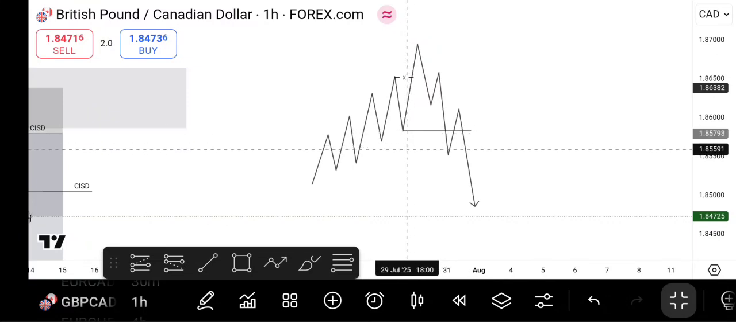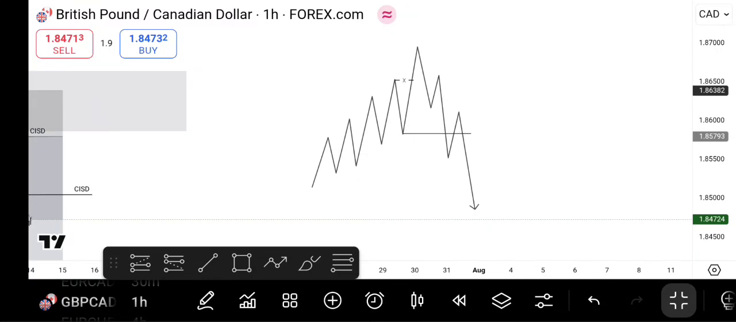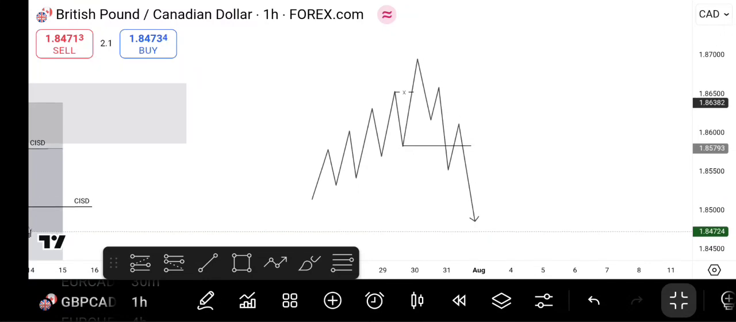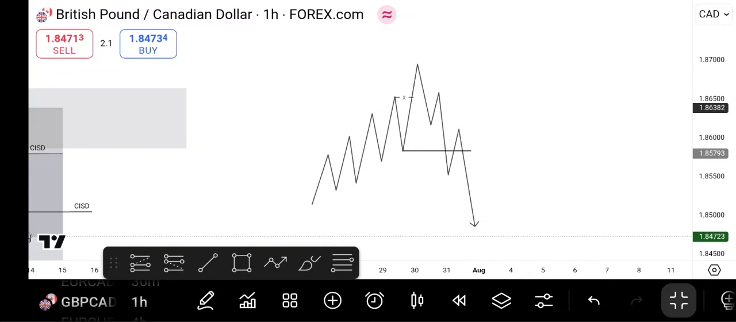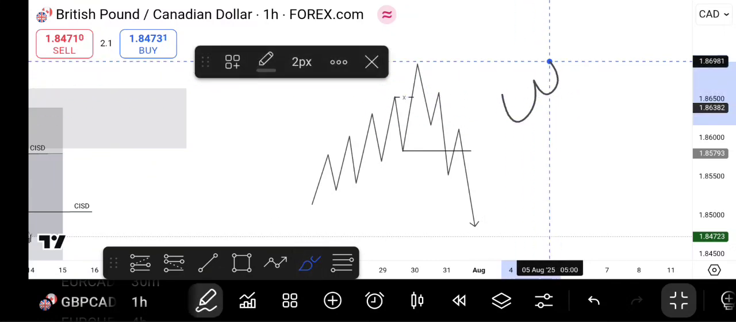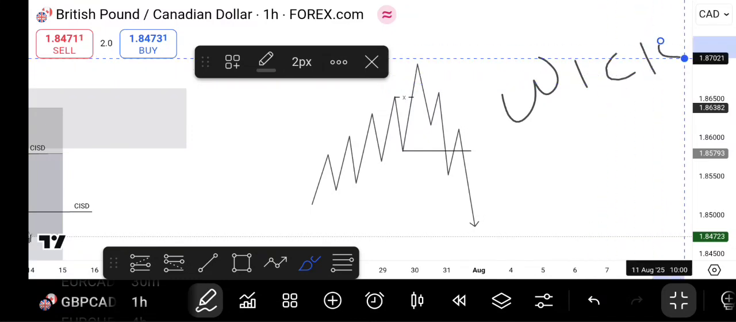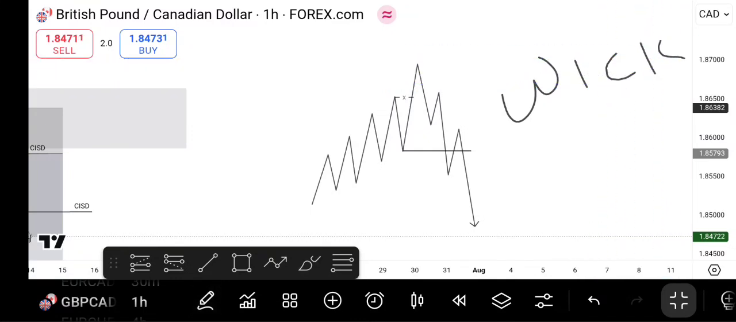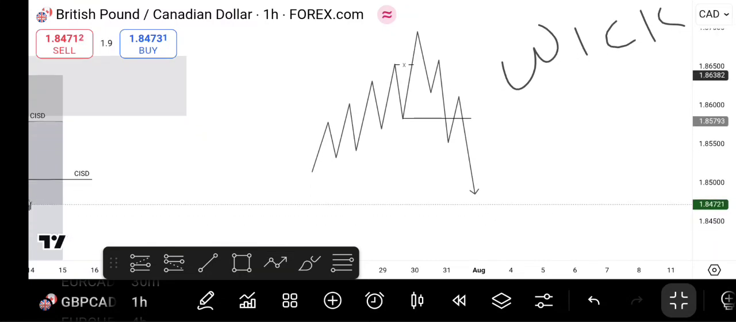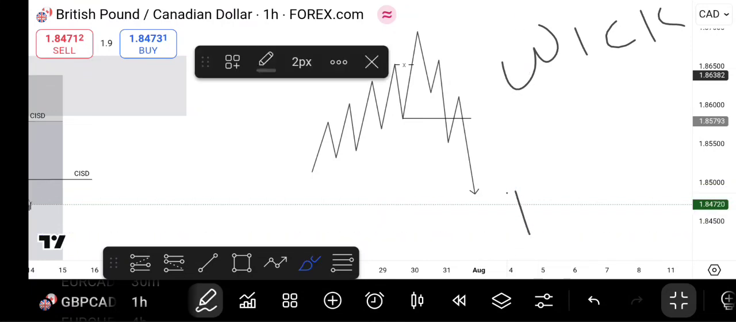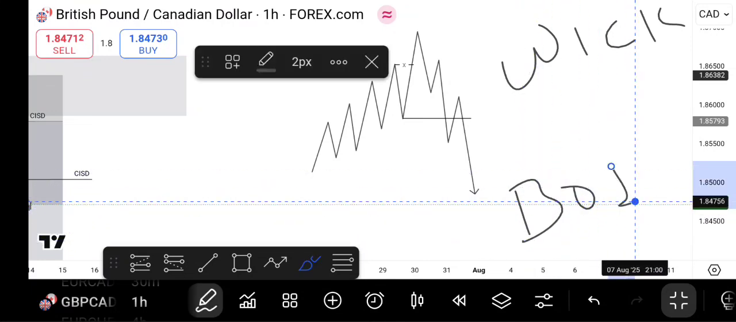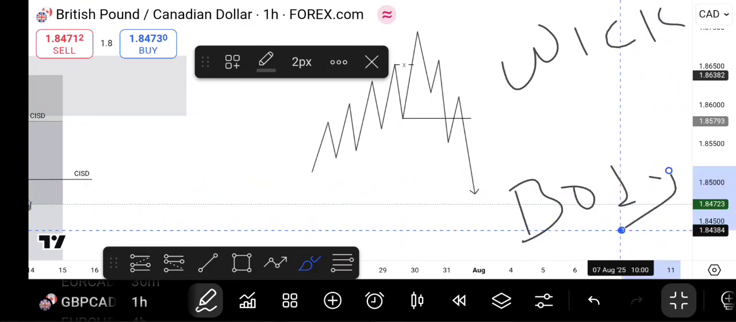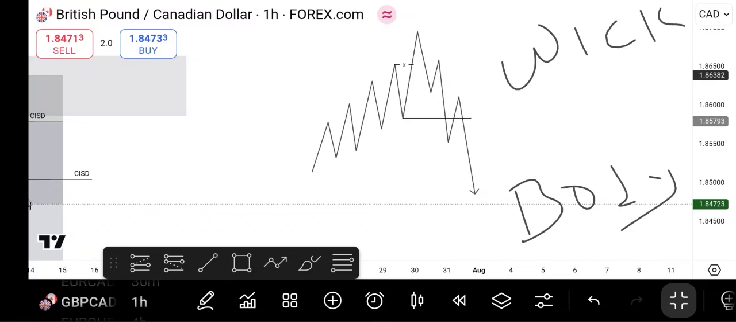Then the difference between market structure and CISD is that market structure, and the market structure shift, is marked from the wick of the candle, while CISD is marked from the body of the engulfing candle at this point of place. That's the main difference. Nothing much.